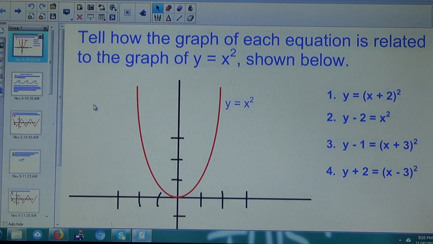First it says here, tell how the graph of each equation is related to the graph y equals x squared. And you all know that x squared makes a parabola, which is shown in red up here, okay?